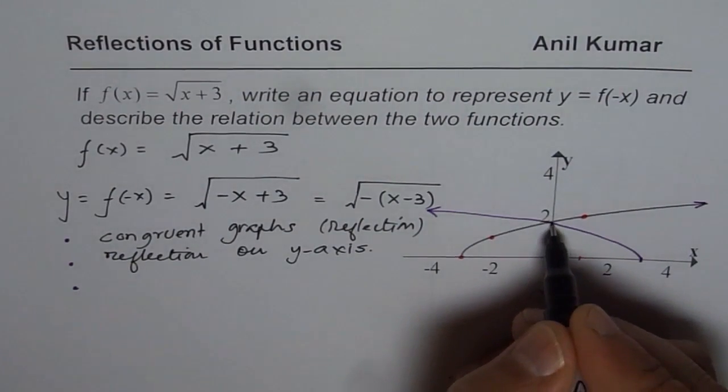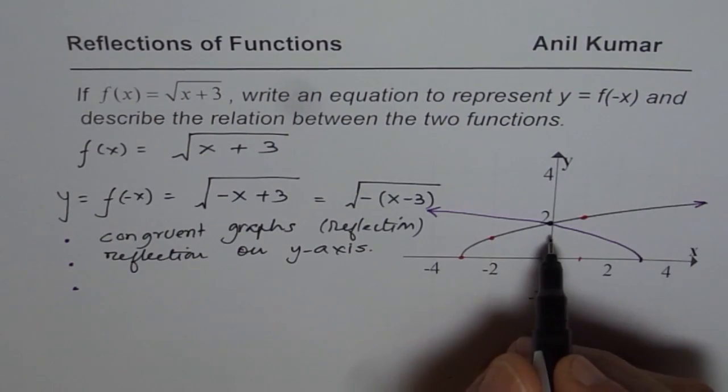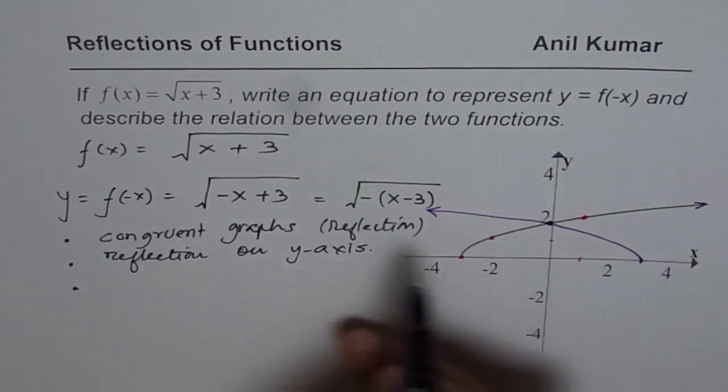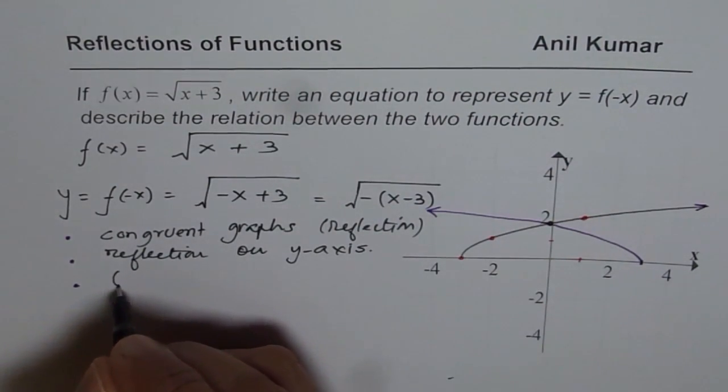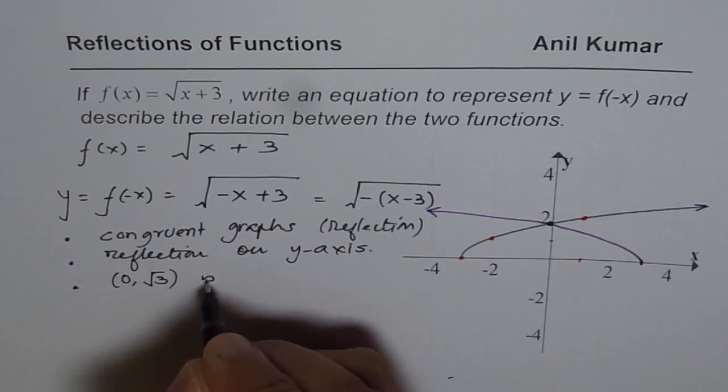They have a common point when x is equal to 0. So when x is 0, they have a common point, right? Which is square root of 3. So that is, (0, square root of 3) is invariant.